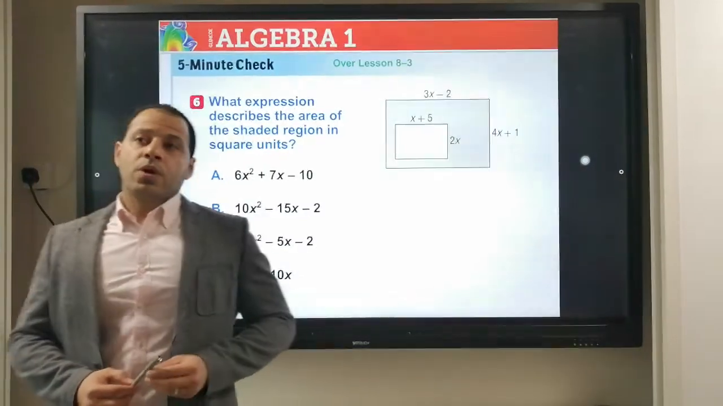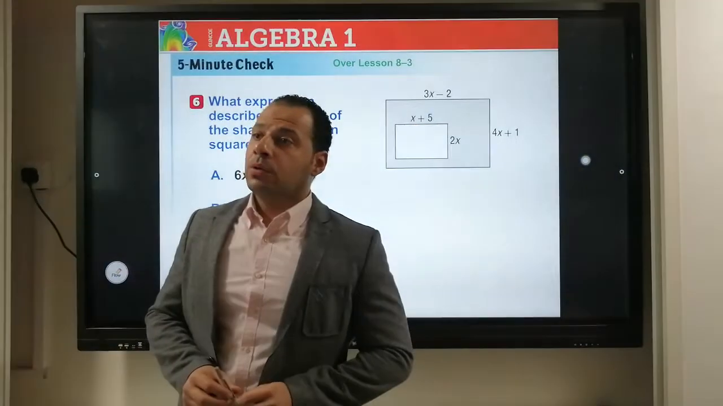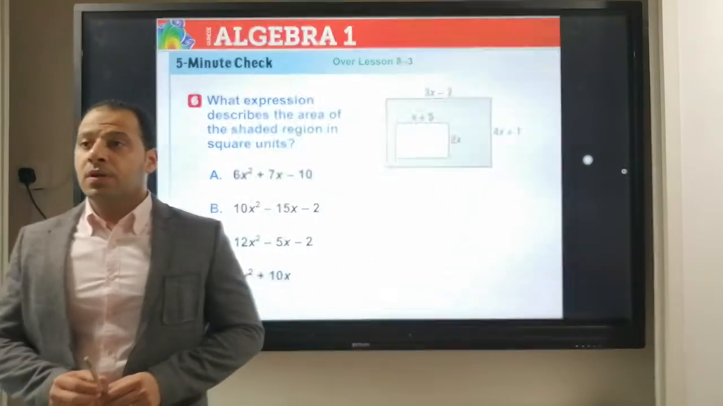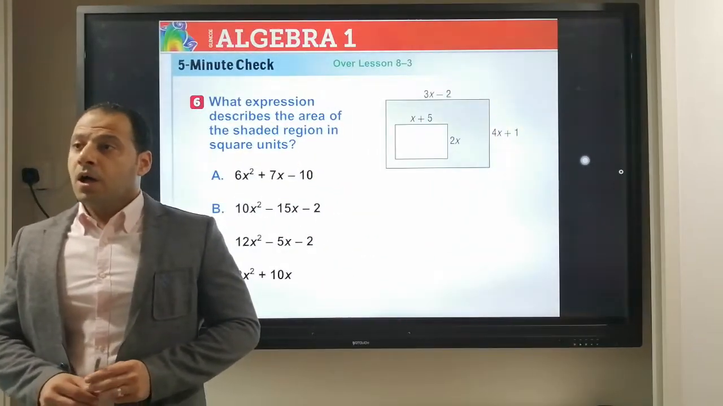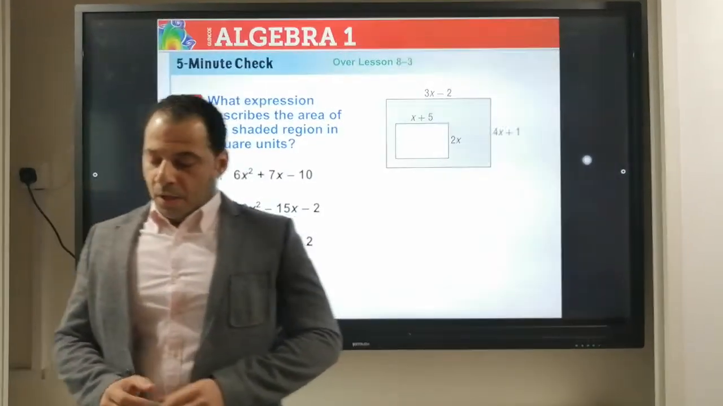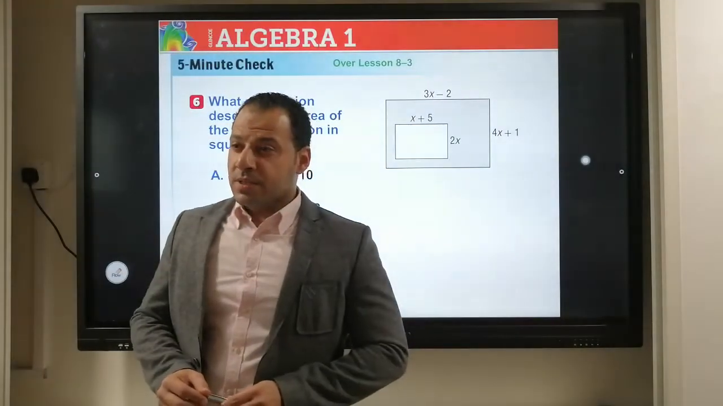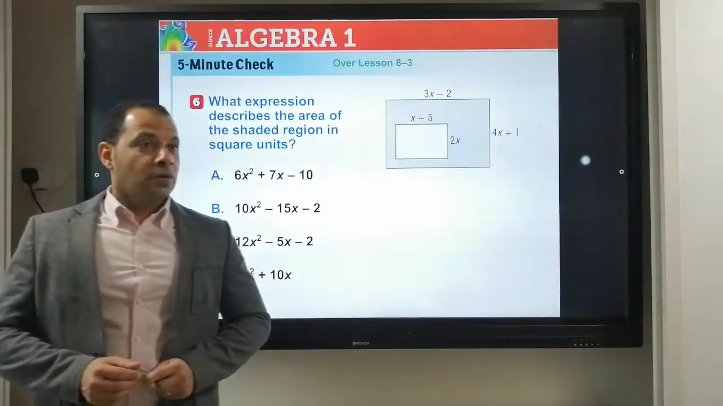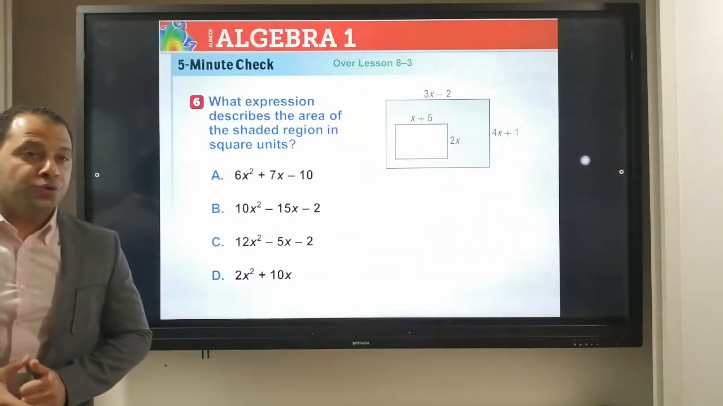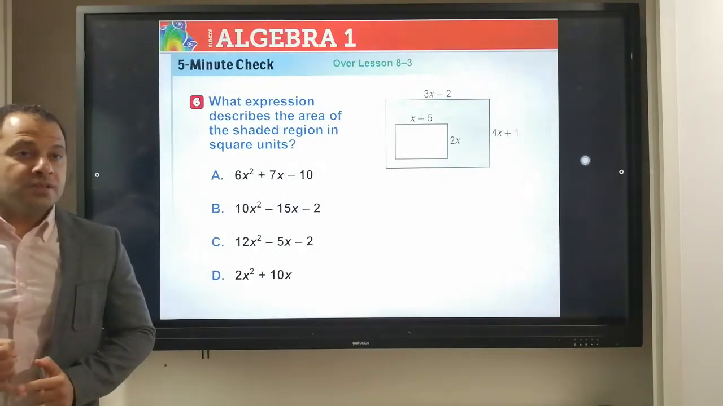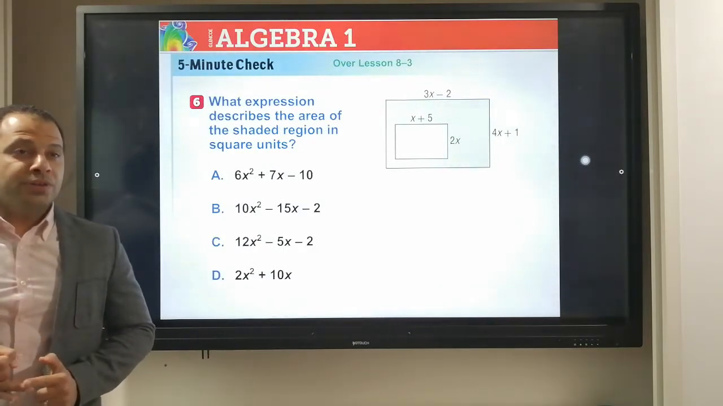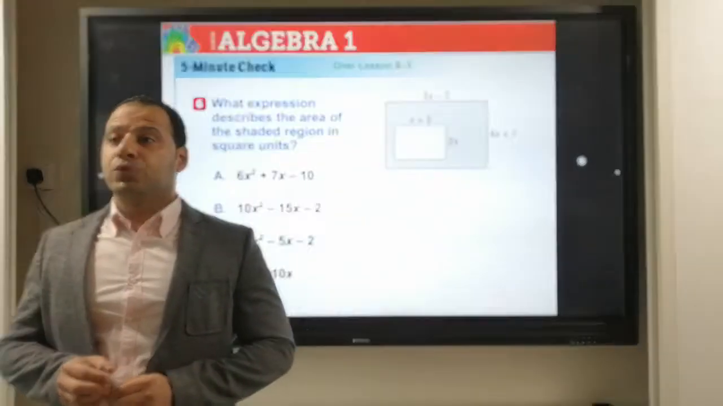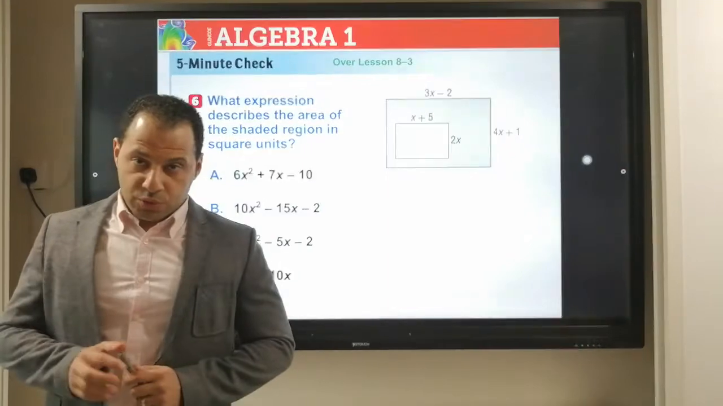In the previous lesson, we were talking about multiplying binomials, and we talked about the FOIL method. FOIL refers to first, outer, inner, and last term. It's a way to multiply two binomials together.